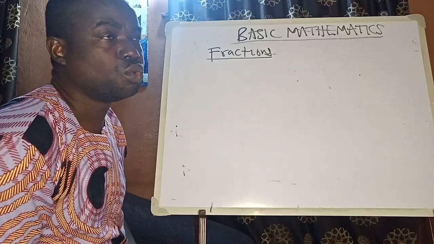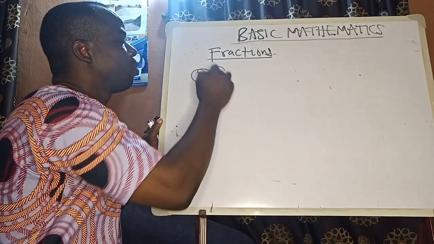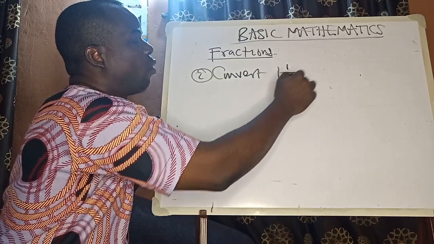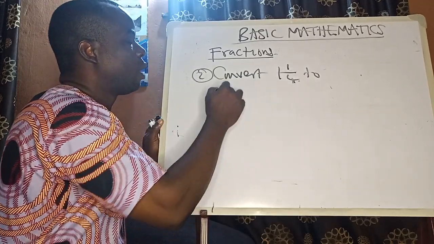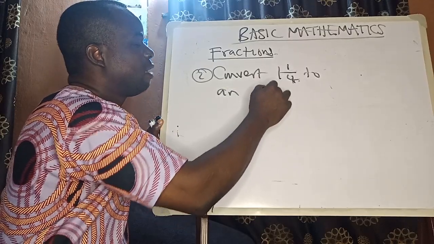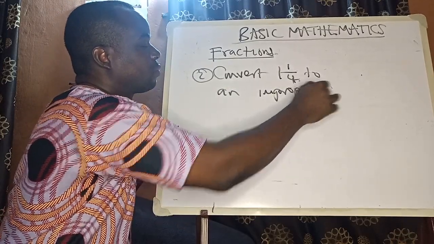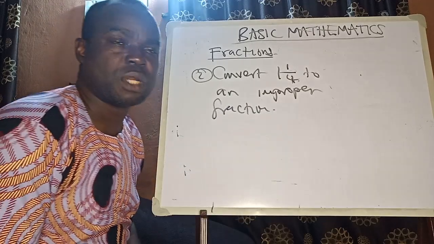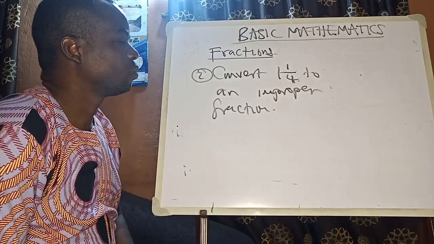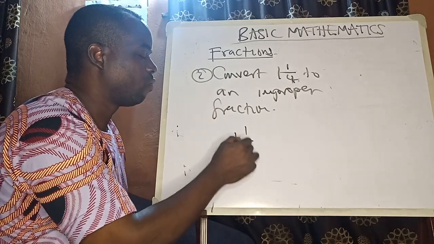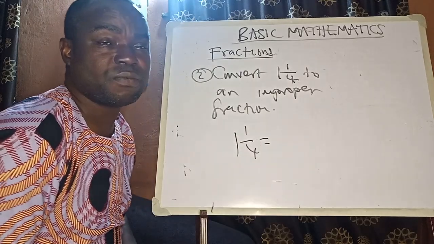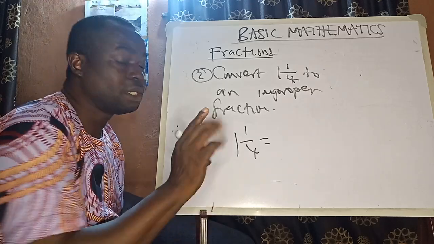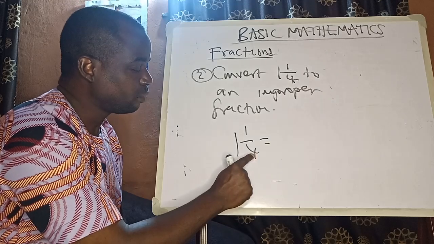Now, question 2. Convert 1 whole number 1 over 4 to an improper fraction. How do we do that? Now, 1 whole number 1 over 4. You know that this is a mixed fraction, right? You want to convert it to an improper fraction. You just simply follow this step.